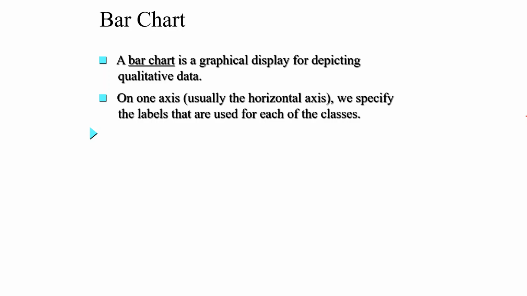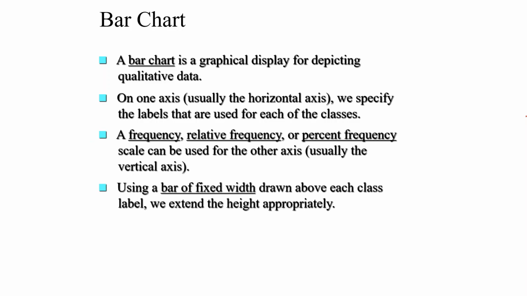Remember, you should add it on, because missing any of those elements will interfere with people reading your chart. It will become unclear, or in my class, it will be considered a wrong chart. If you don't properly label it, nobody can read it. So remember, usually the horizontal axis uses the class labels. That's one axis. Then the frequency, relative frequency, or percent frequency scale can be used for the other axis, usually the vertical axis.